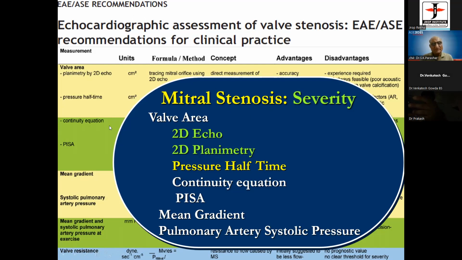Now, there are two ways. First we do a 2D echo. As we told you, 2D echo always gives you a semi-quantitative idea. It may not give you a 100% idea, but it will tell you whether you are dealing with a mild, moderate, or severe mitral stenosis. And then you planimeter the mitral valve, which I will show you just now. First, coming to the 2D echo only.